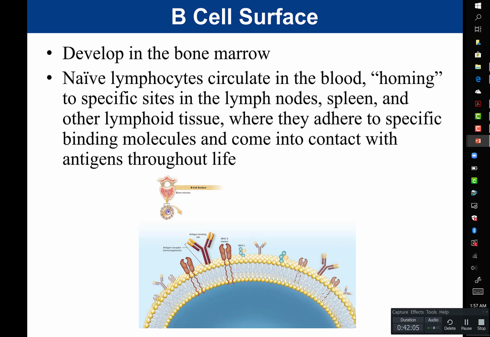You'll notice that on the surface of the B cell, it's also going to have MHC2 and MHC1, because all nucleated cells have MHC1. B cells are going to have MHC2 because a B cell can be an antigen-presenting cell. It can present antigens to the T cells, and so it has its MHC2 as well.